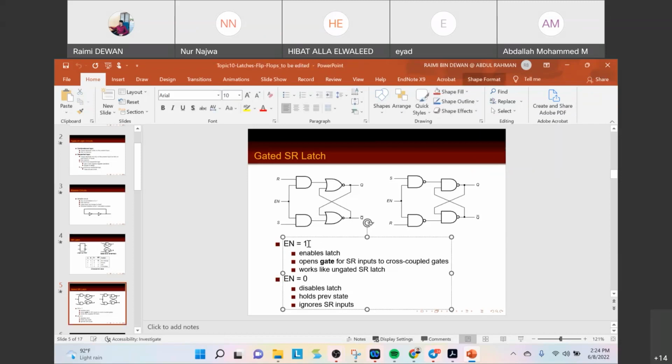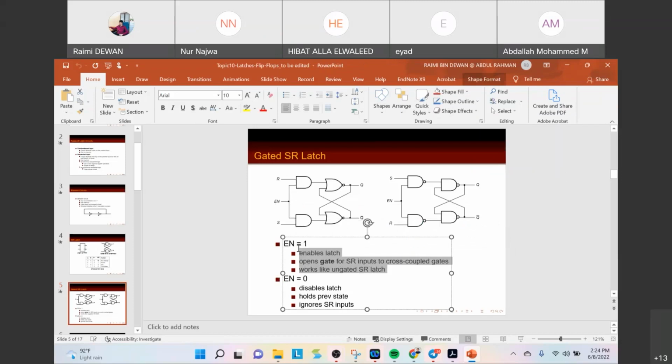So here, if you have your enable is 1, it will enable the latch operations. It will open the gate, that's why it's called gate. It will open the gate for SR inputs. We will start receiving the inputs to the cross coupled gates. This is a cross coupled gate, so it works like an ungated SR latch.